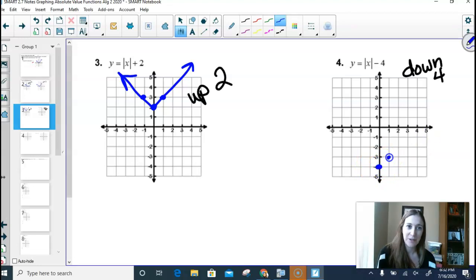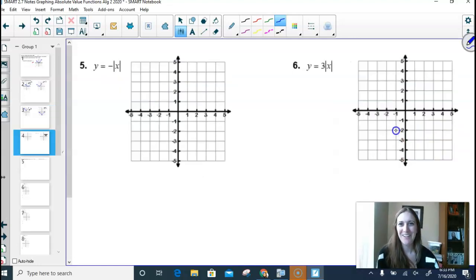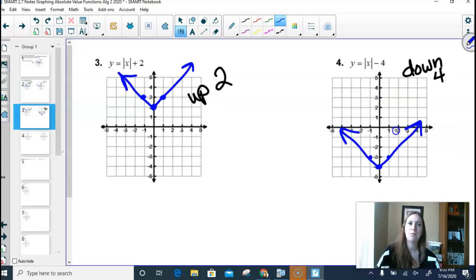All right, so this guy was at down 4. And then his ordered pairs off to the side would have been at 1, negative 3, and negative 1, negative 3. Again, I could have stolen from my table. Now, I should have gone back. They just wanted me to name the transformations.